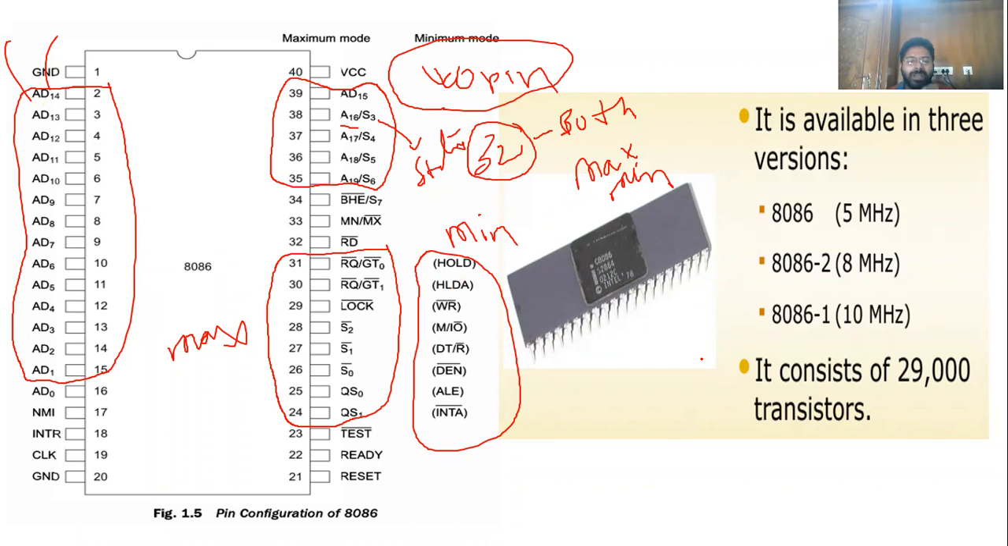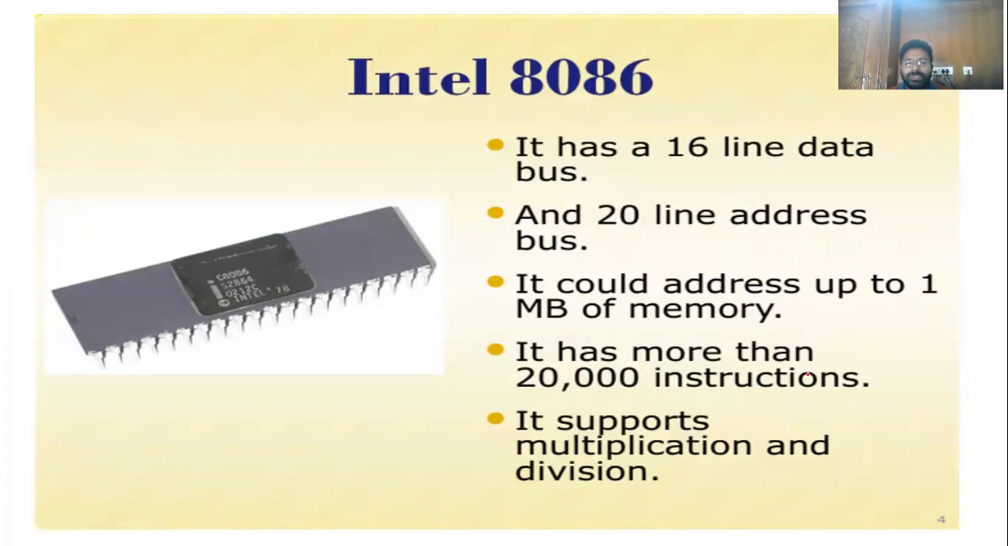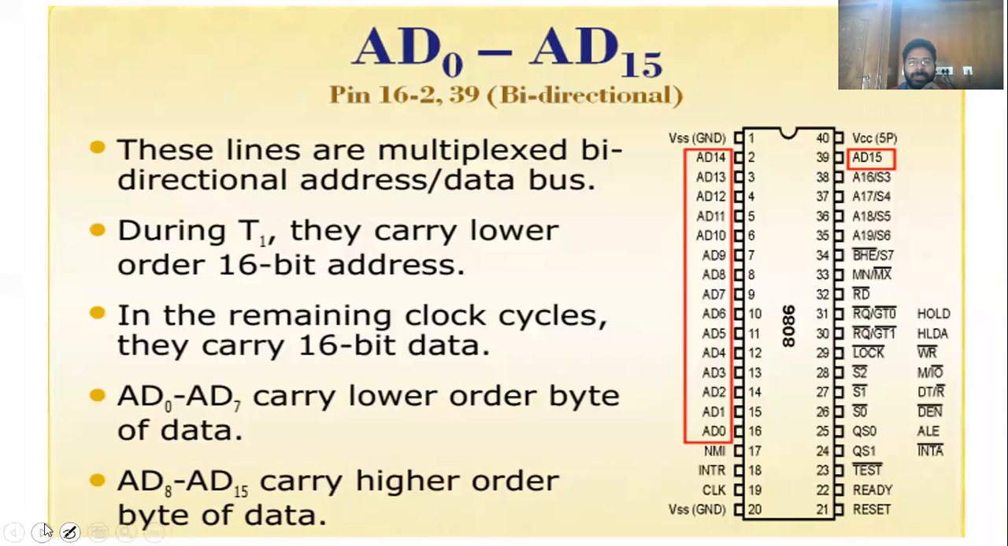You know that these pins are always available in the address mode. Whenever you want to convert address to data, we use ALE in minimum mode, and in maximum mode it is QS0. So this address line is converted into data. ALE means address latch enable. You know that these entire 40 pins are divided into three different groups.